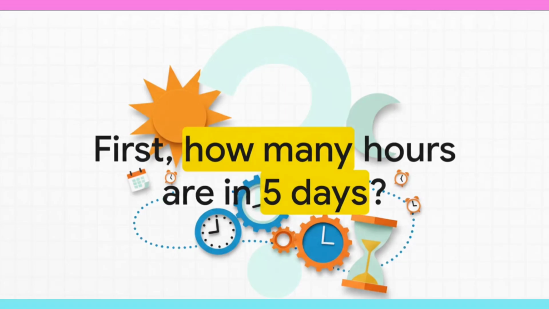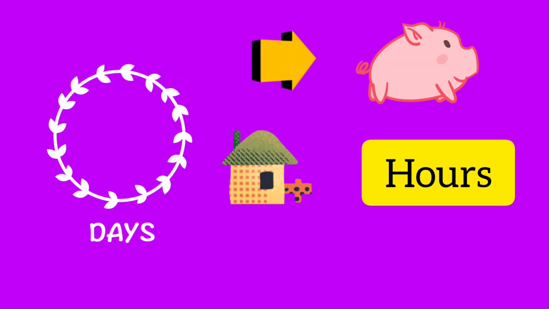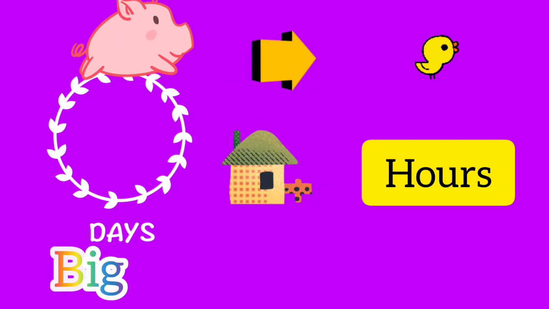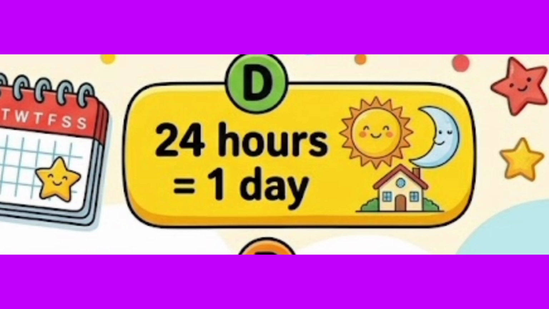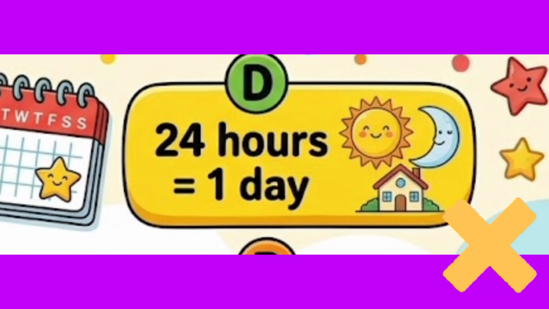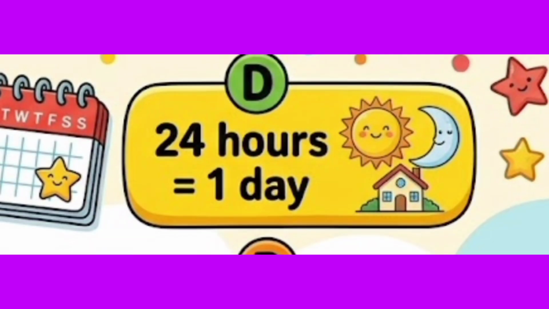Let's get to it. So let's look at that first question again. How many hours are in 5 days? Okay, let's think. We're going from days to hours. Is that a big unit to a small one, or a small unit to a big one? That's right. Days are bigger than hours, so we're going from big to small. We know exactly what to do. Okay, first things first. We remember that one single day has 24 hours. And since we have 5 days, and we're going down the ladder, we multiply. So let's do the math. 5 times 24 equals 120 hours. Yes, we solved the first part.